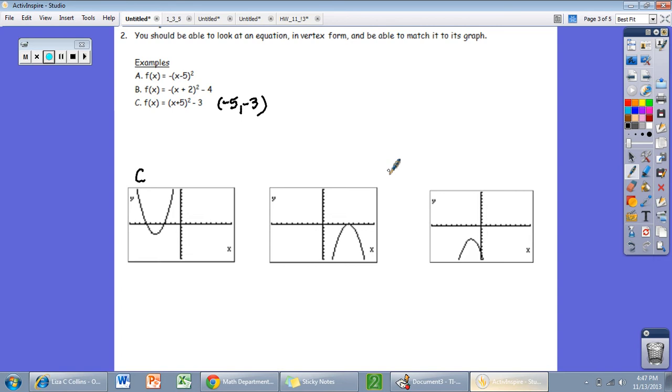Okay, these ones over here, let's think about what this vertex is. The vertex is a positive 5, and then it doesn't have anything outside the parentheses, so that means the y value is 0. And then for this one, I'm going to write over here so I have some more room. My vertex is going to be a -2 and a -4. So this is going to be A, where my vertex is 5, 0, and this one is going to be B, where my vertex is -2, -4. So being able to match up those transformations with the appropriate graph, that's our second objective.